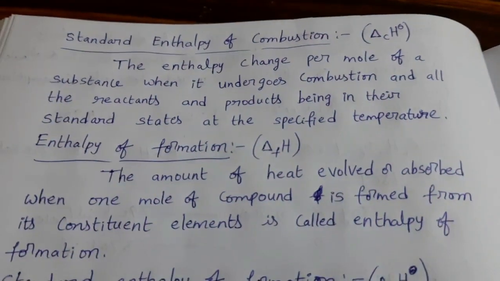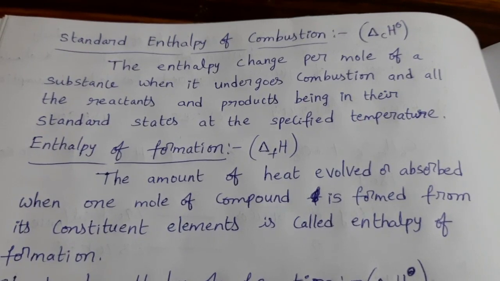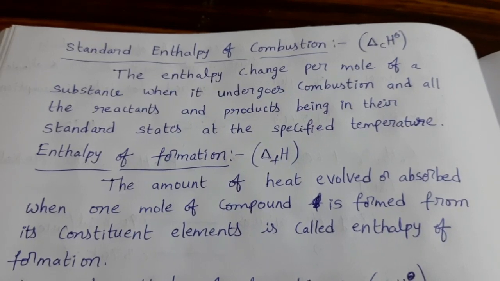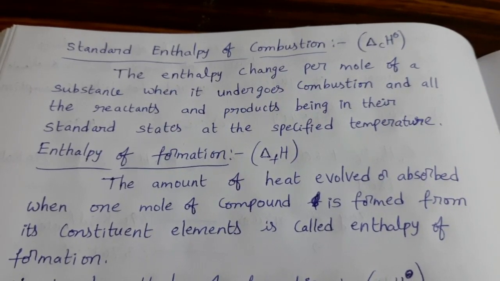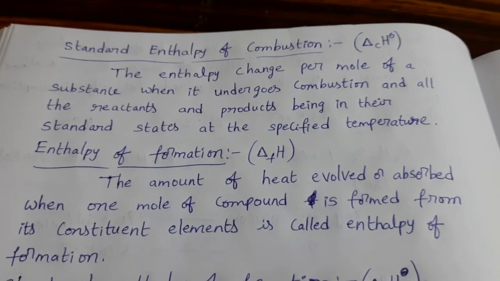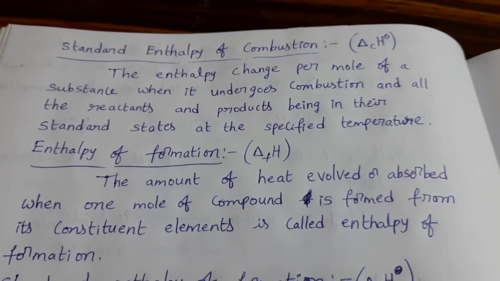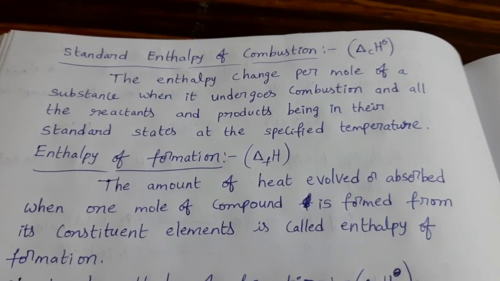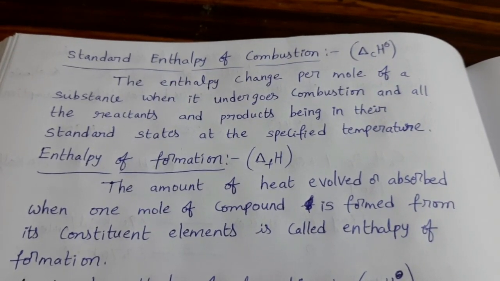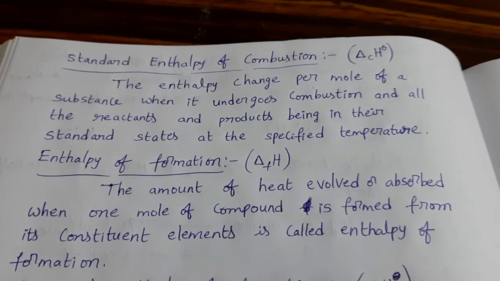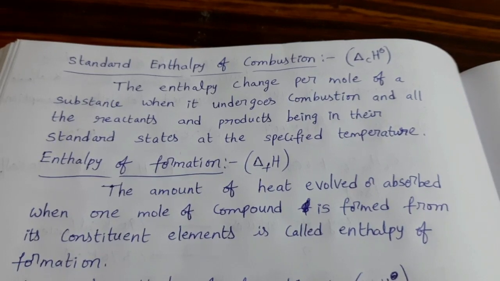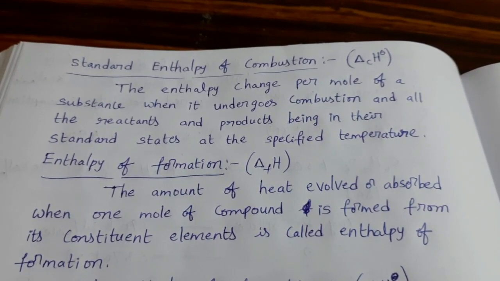Next, an important one, enthalpy of formation, delta F H. How can we define it? The amount of heat evolved or absorbed when 1 mole of compound is formed from its constituent elements is called enthalpy of formation. 1 mole of compound is formed from its elements. Example, formation of carbon dioxide. What are the elements in this? Carbon and oxygen. So this carbon dioxide is formed from carbon and oxygen elements. The heat energy released or absorbed in this process is the enthalpy of formation.